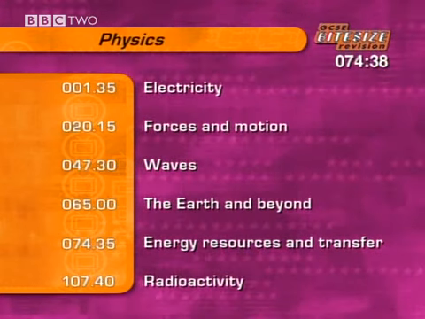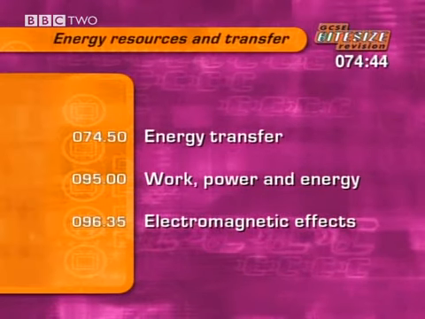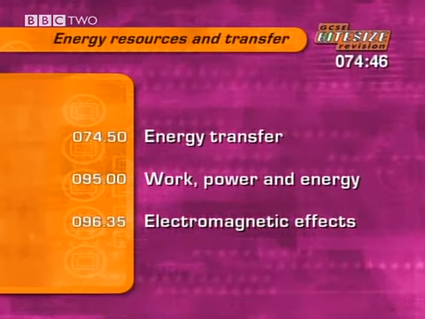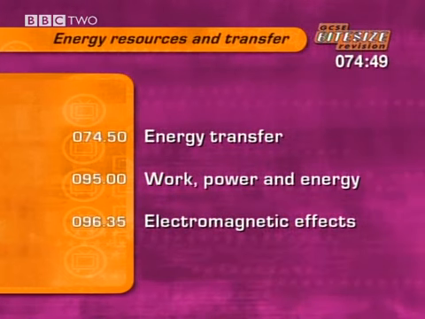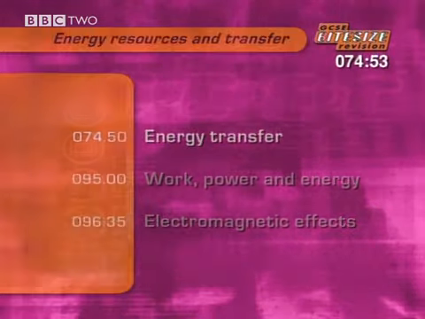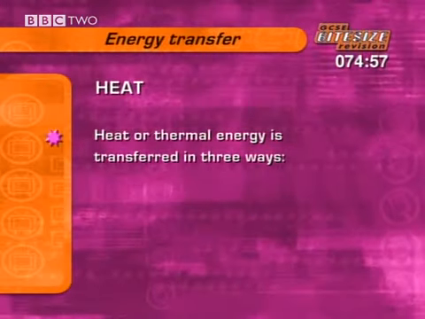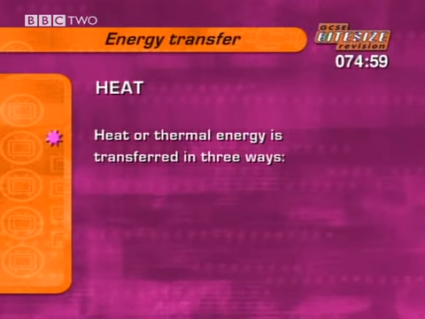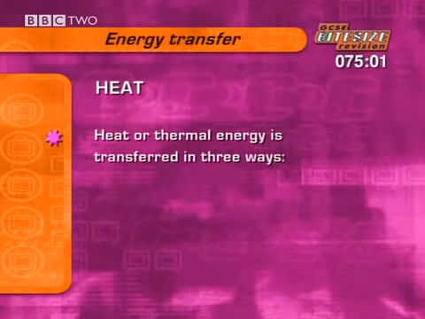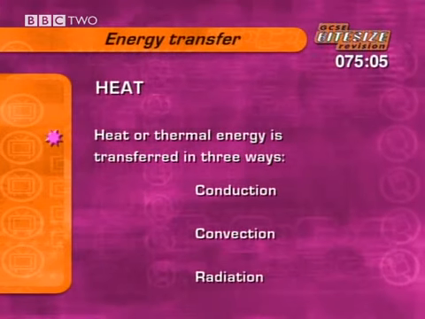This section is about energy resources and transfer. The section covers energy transfer, work, power and energy, and electromagnetic effects. First, energy transfer. One familiar form of energy you need to know about is heat energy. Heat, or thermal energy, is transferred in three ways: by conduction, by convection, and by radiation.